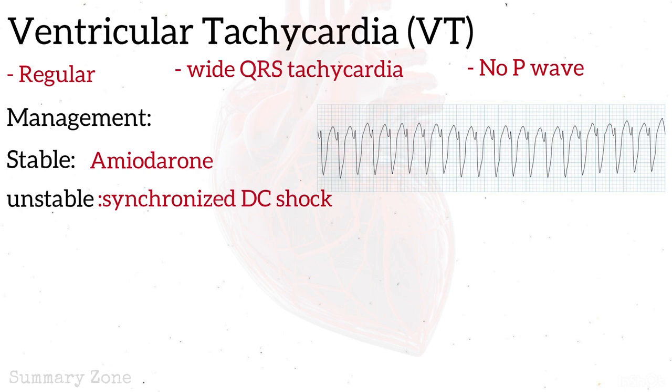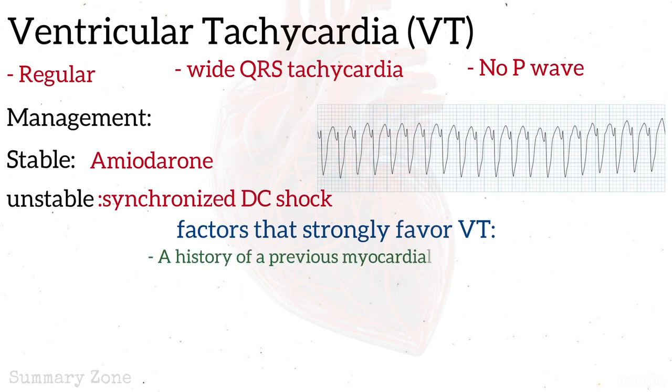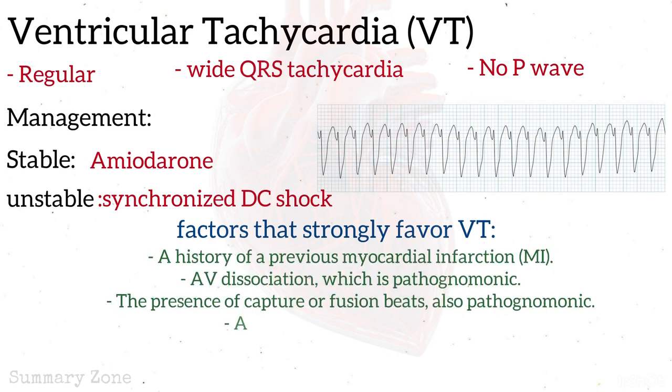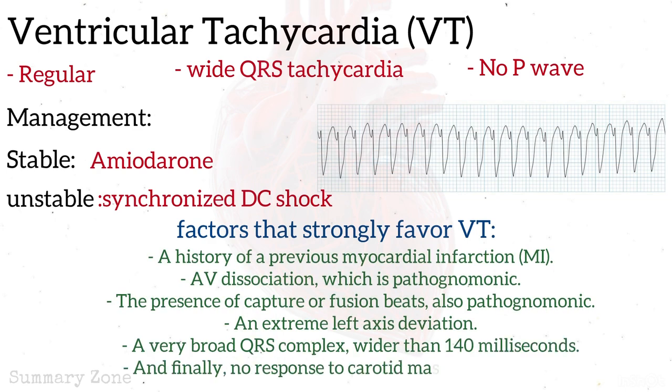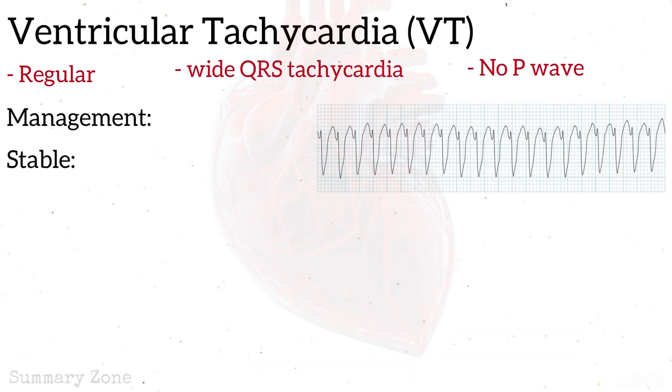How can you be confident the rhythm is VT and not something else? Here are factors that strongly favor VT. A history of a previous myocardial infarction, MI. AV dissociation, which is pathognomonic. The presence of capture or fusion beats, also pathognomonic. An extreme left axis deviation, a very broad QRS complex, wider than 140 milliseconds. And finally, no response to carotid massage or adenosine.